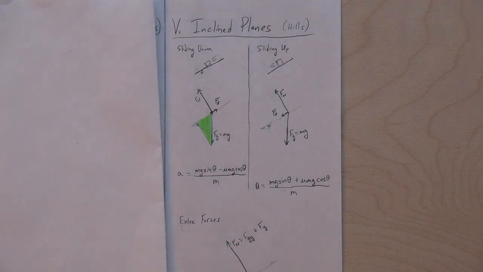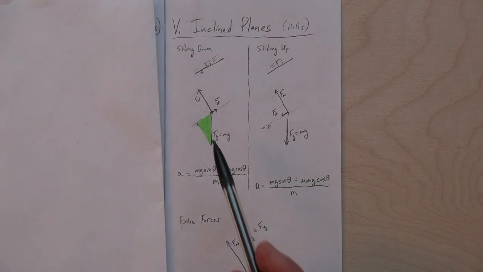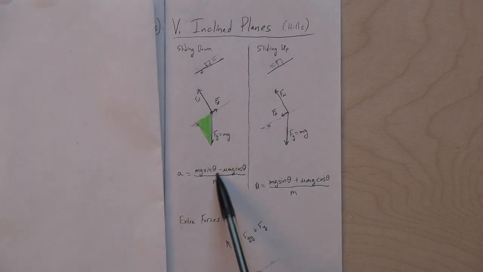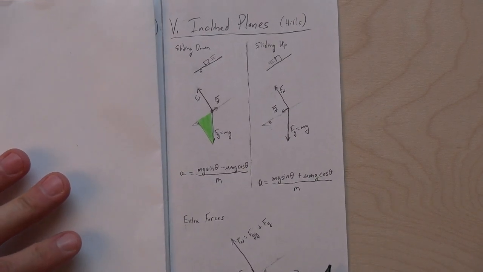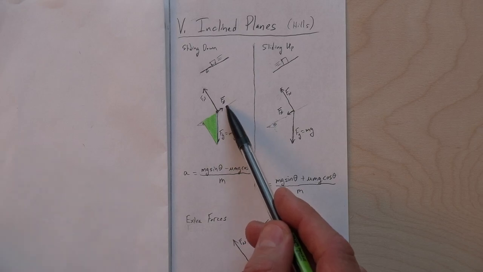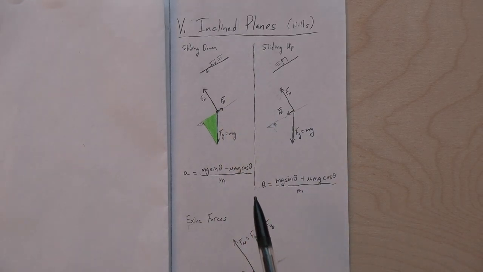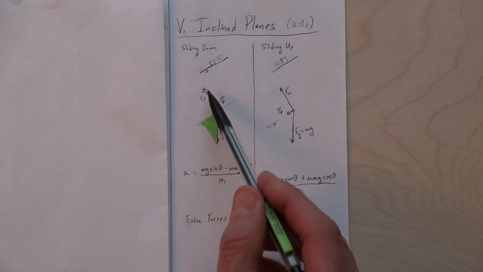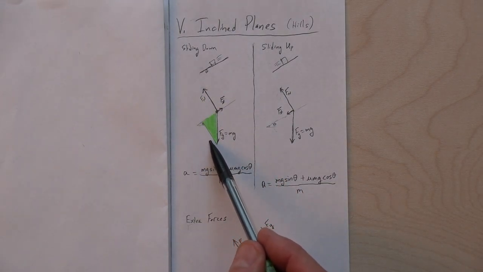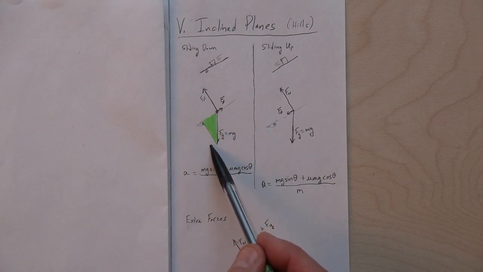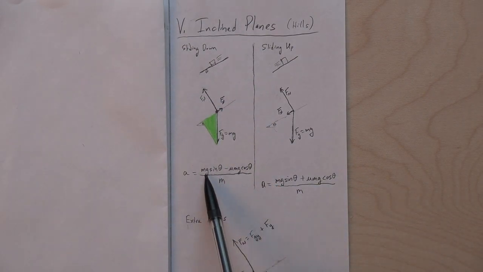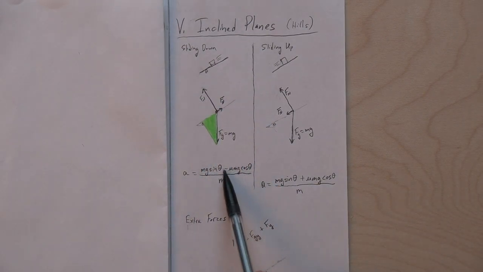Okay? So, forward force minus backwards force. The forward force is mg sine theta minus the backwards, which is friction. That's the backward force right there. So friction is mu F normal. And the normal force, as I said, is this y component, the adjacent side, mg cos theta. Hypotenuse times cos theta, that's the normal force. Forward minus backward friction all over the mass.